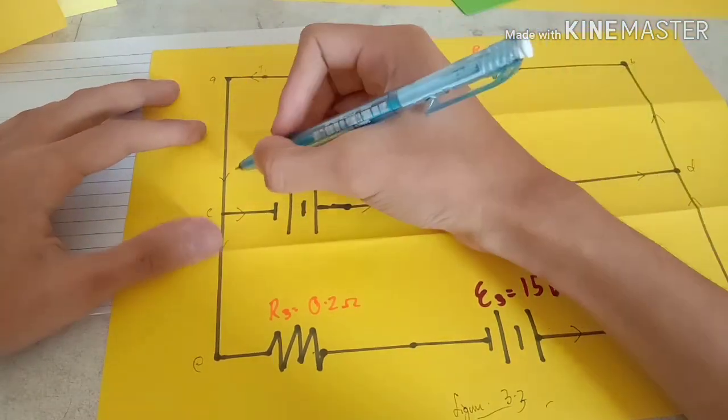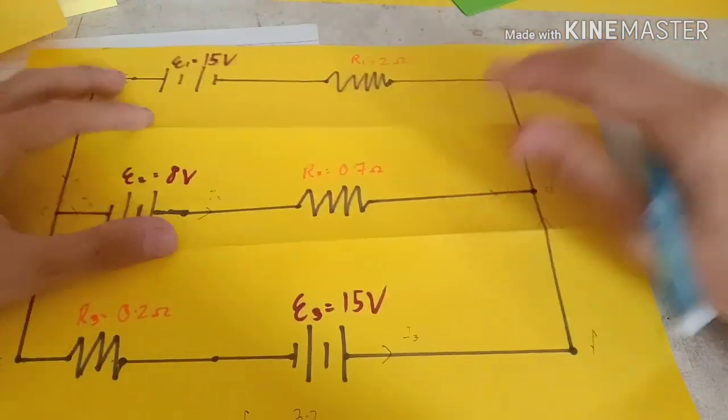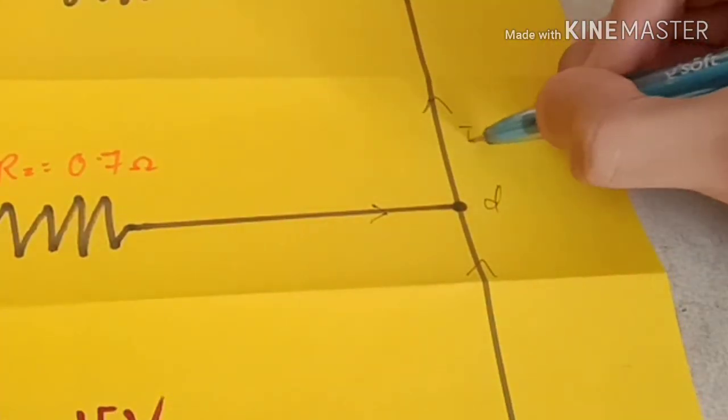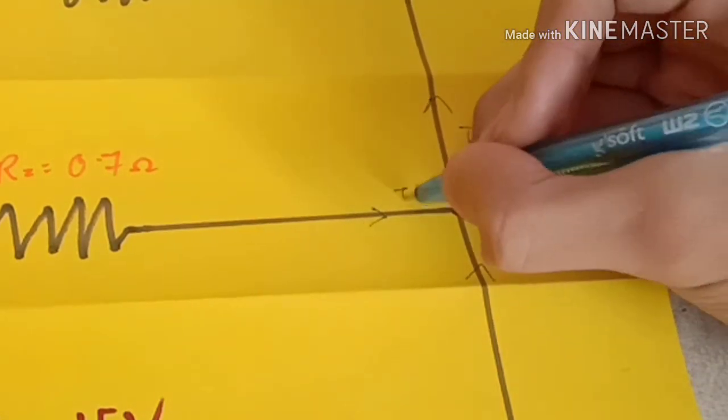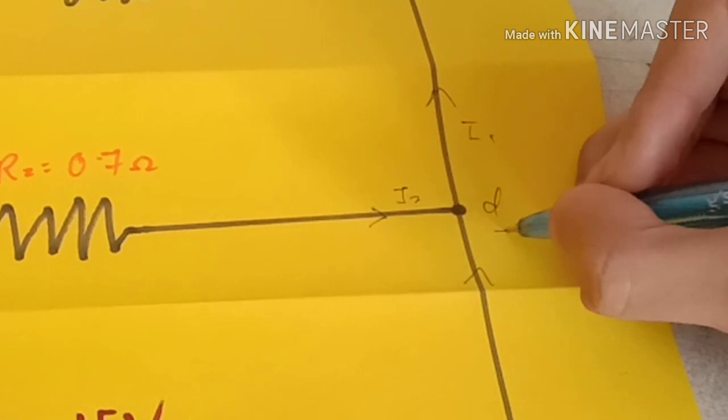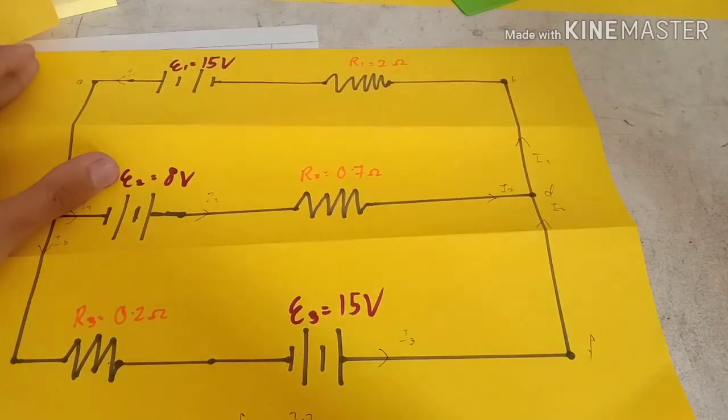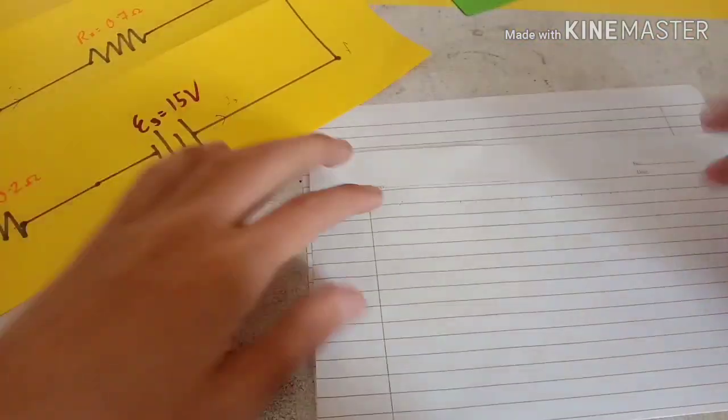So same at the node. Current number 1 entering node C is the same as current number 2 and current number 3 exiting. Same goes for this one. Current number 1 exiting is equal to current number 2 entering and current number 3 entering. So to put that into an equation, we can do it like this.